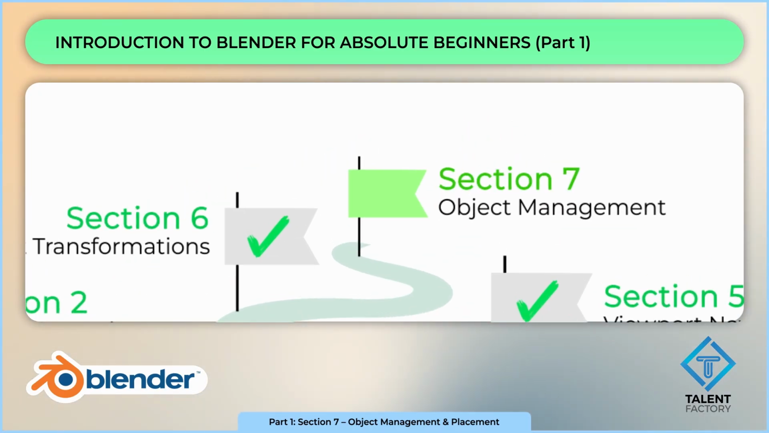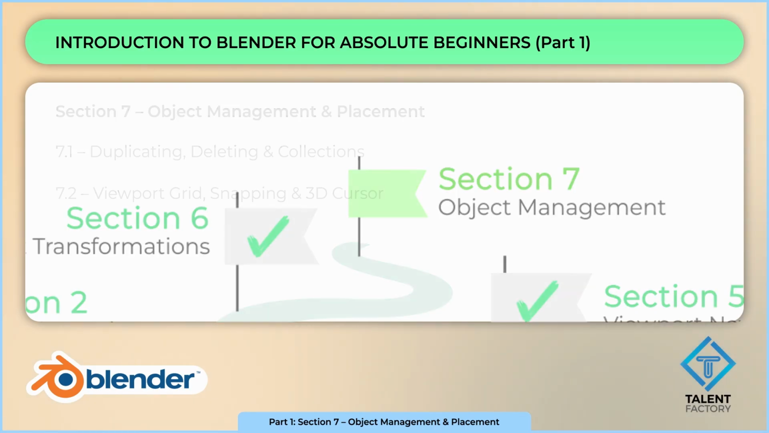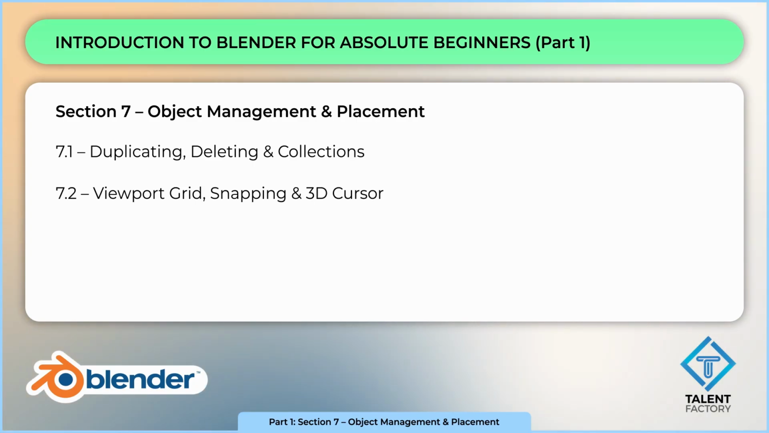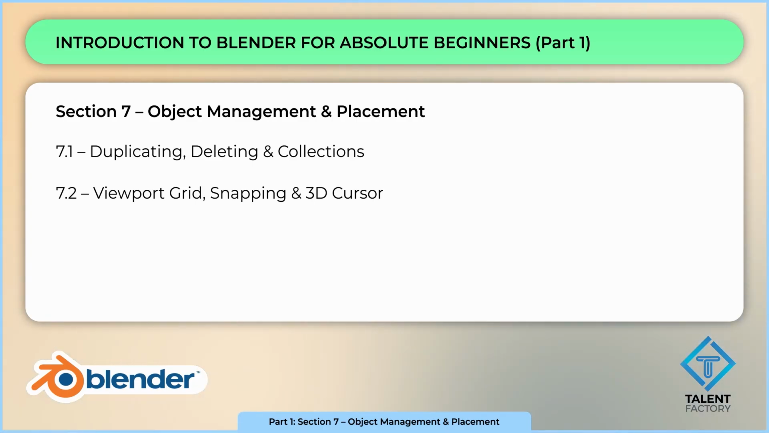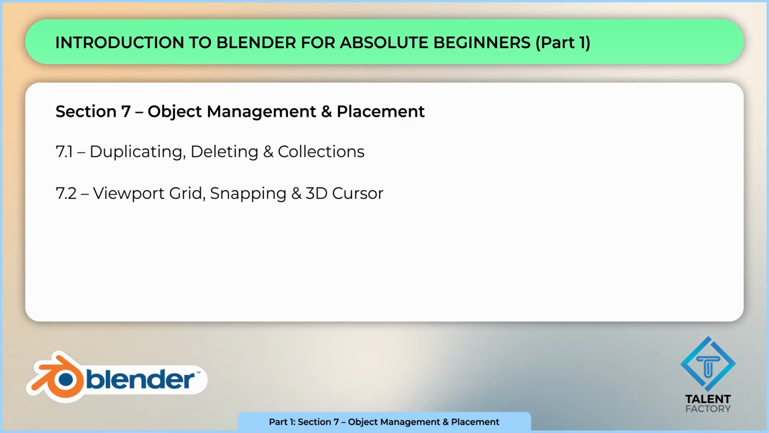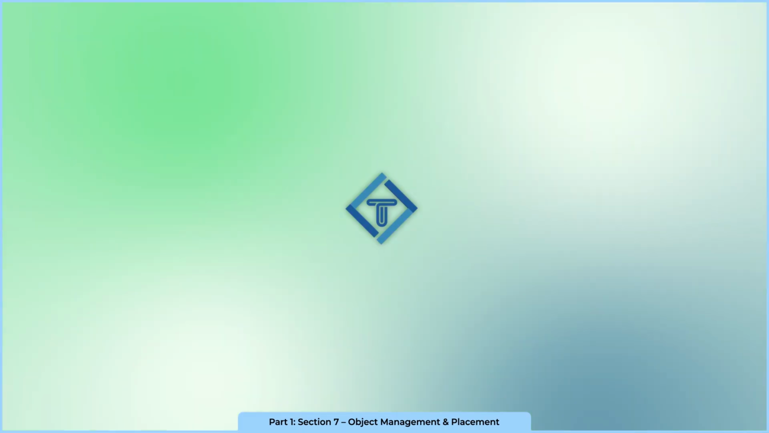Welcome to section number 7. In this section, we'll learn how to organize our Blender scenes using the outliner and collections. We will also learn how the viewport grid helps us position objects, how snapping allows us to place objects more precisely, and how to work with the 3D cursor and object origin. Once we complete this section, we'll finish our Blender fundamentals and we'll be ready to begin part number 2. So let's continue.